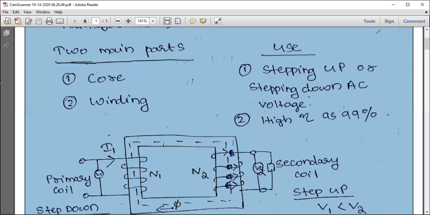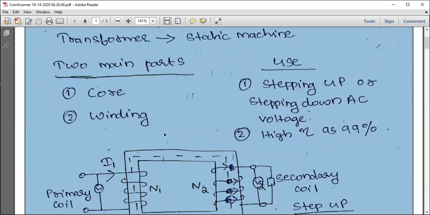Another factor which I told you is the use of a transformer during transmission of power. If the voltage is stepped up, correspondingly the current will become less, because a transformer is actually a constant power device. So on the primary and secondary side, the kVA value will be the same. Proportionally, if voltage increases, the current will decrease.